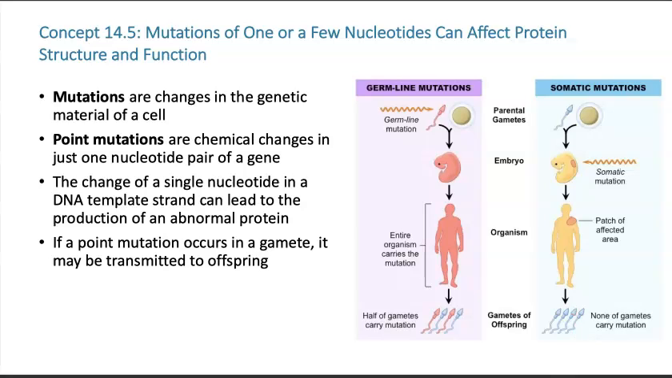So the point here is that if a point mutation happens in a gamete, it's got a 50-50 chance of being passed on if that individual makes it to adulthood and reproduction. And if it happens in a somatic part of the body, a non-germline location, then it will only affect a small region and will not be passed on to the offspring.